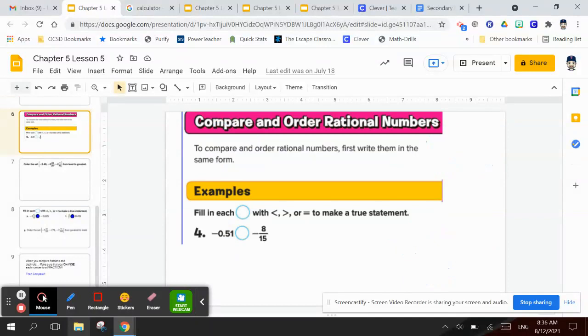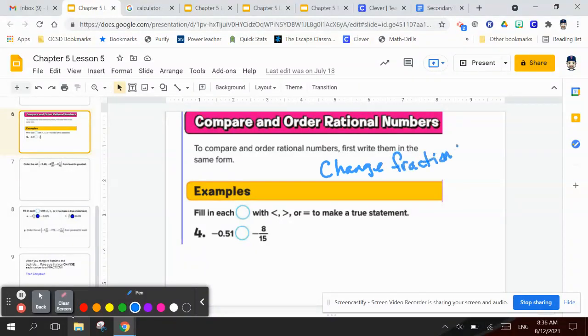So when we compare and order rational numbers, the first thing we want to do is write them in the same form. I always say change fractions to decimals. Then compare. Okay? So number 4, it says negative 51 hundredths and negative 8 fifteenths.